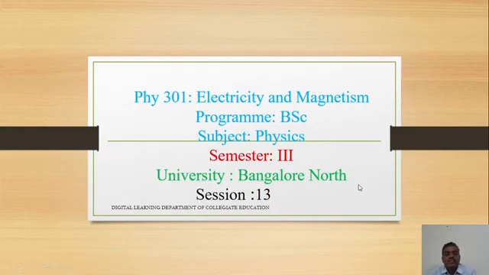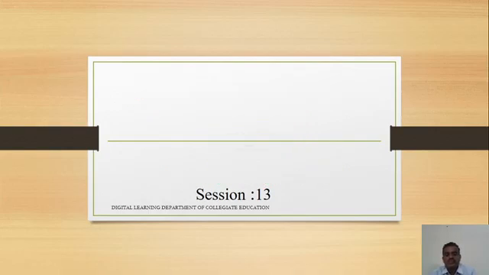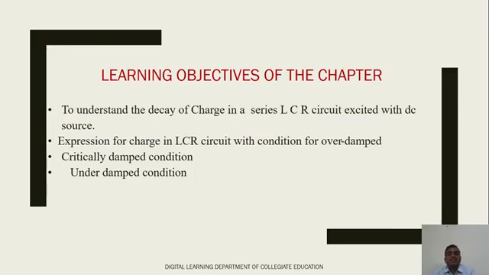And this is about Bangalore North University, third semester BSc Physics, topic electricity and magnetism. These are the learning objectives of the session. Here one can understand the decay of charge in a series LCR circuit, and the expression for charge in an LCR circuit with conditions for overdamped, critically damped and underdamped.